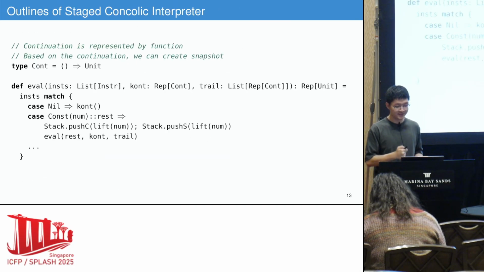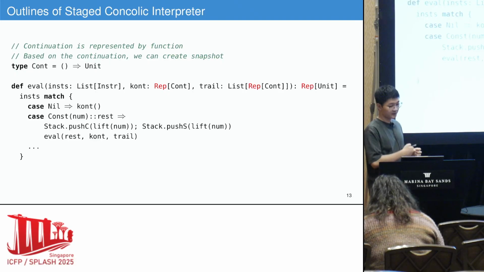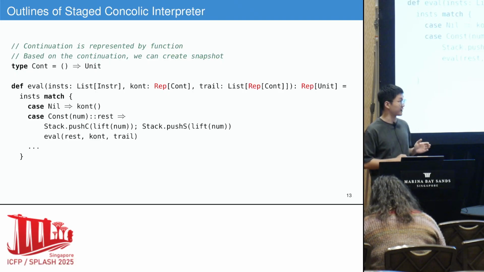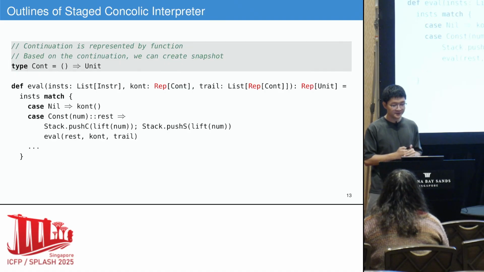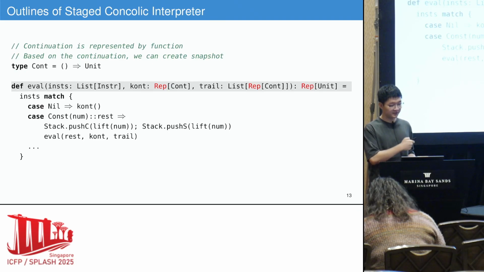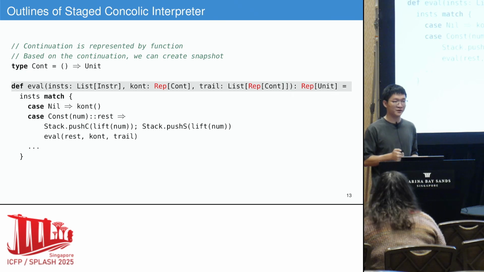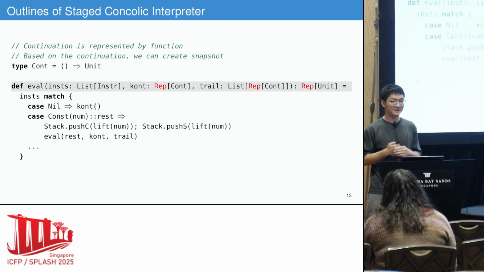Here is the outline of the staged Concolic interpreter. It's a staged version of a Concolic interpreter with several parts marked as wrap, which represents the dynamic computations. First, we use functions without parameters to represent continuations. The eval function contains the core logic of the interpreter. It takes a list of instructions, a continuation, and a trail as parameters. Based on this captured continuation, we can create a snapshot further. And the trail is a list of next stage continuations, which acts as local jumping tables.